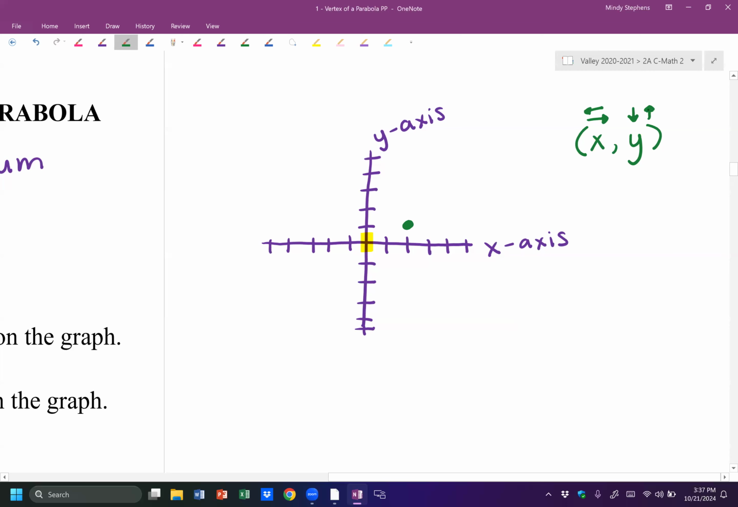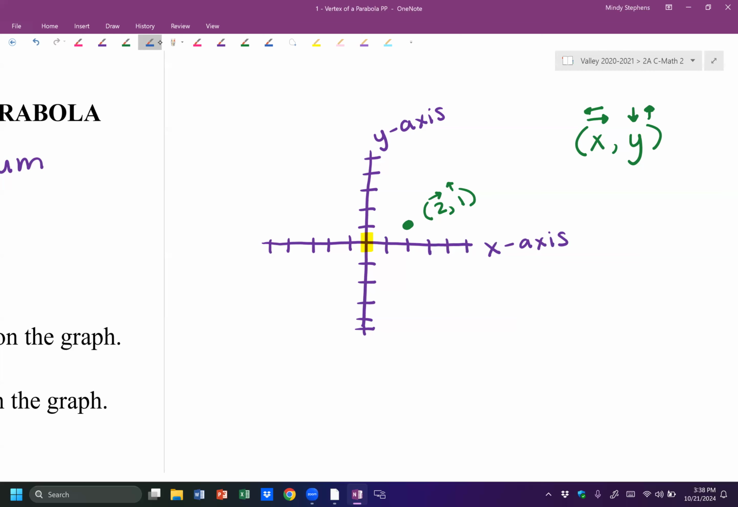So the X value is how far we move right. So if I move right this direction 2, then my first number is going to be a 2, and then I move up 1, so the second number is 1. So that ordered pair right there is (2, 1). 2 to the right and up 1. That's that ordered pair. So this said to move 2 right and up 1.